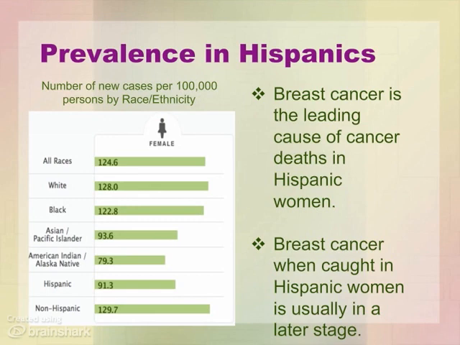One of the things that I want to point out is that even though it occurs at such a lower incidence, breast cancer is the leading cause of death in Hispanic women, and when breast cancer is caught in Hispanic women, it's usually at a later stage when treatment is less effective. So while it occurs at a lower prevalence than in the general population, it's still a very serious disease for the community.